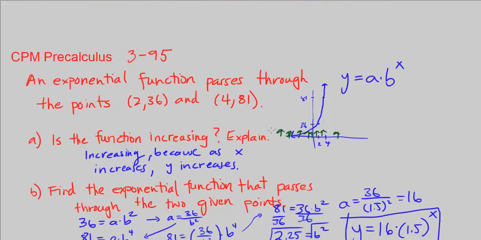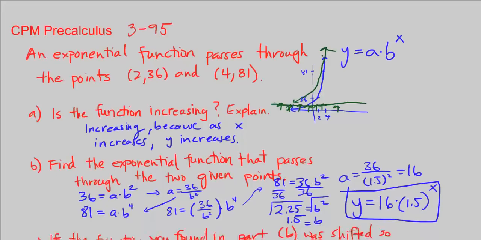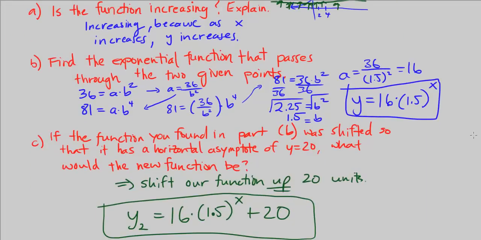Again, that's going to make an asymptote here, and it's going to shift our graph up like this. I can't draw very well, but something like this. If you take what's in blue and shift it up 20 units, you'd have this. That's going to end CPM Precalculus Chapter 3, number 95.